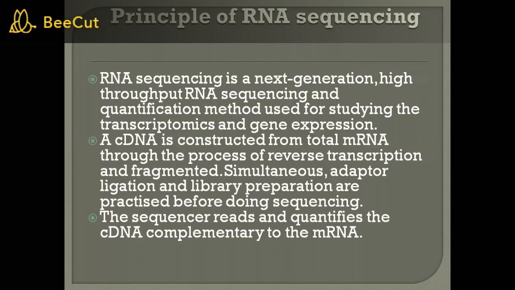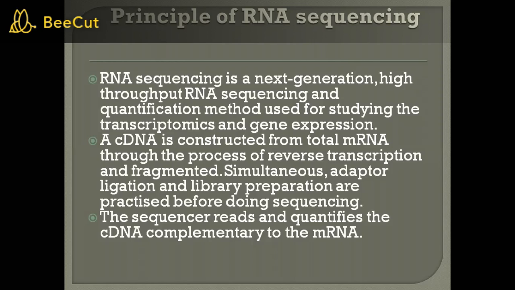For this, what will be required? First, we have to isolate the RNA molecule. Then we have to purify the mRNA molecule from the total RNA. Then after reverse transcription, we produce the cDNA molecule. After producing the cDNA molecule, we have to fragment it. And afterwards, adapter ligation and library preparation are carried out.